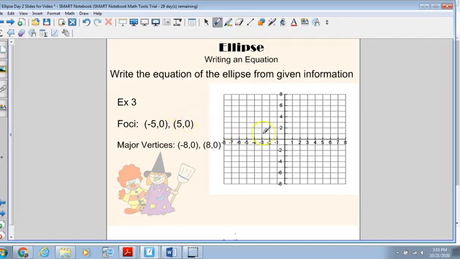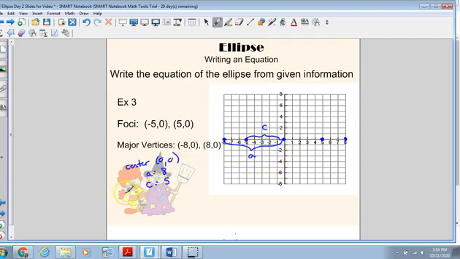So it's going to be helpful to graph this. Our foci are at negative 5, 0 and 5, 0. Okay, looks like we're going to be able to tell where the center is. Our major vertices are at negative 8, 0 and 8, 0. So yeah, this confirms that our center right here is at 0, 0. Okay. The center is 0, 0. Our A value right here is 8. That's the distance from the center to the endpoint of the major axis. And our C value right here, that is 5. That is the distance from the center to the focus.